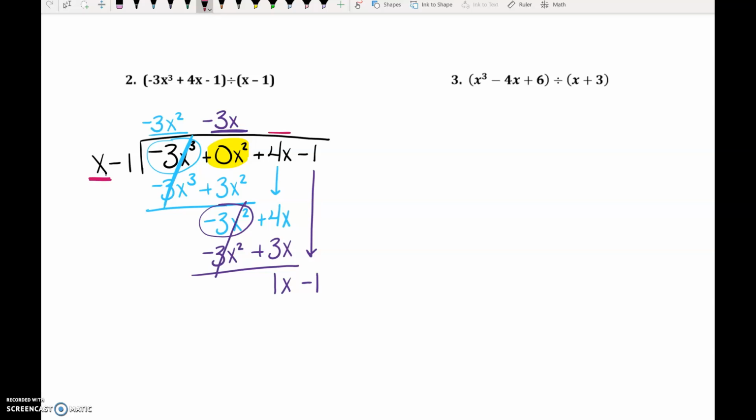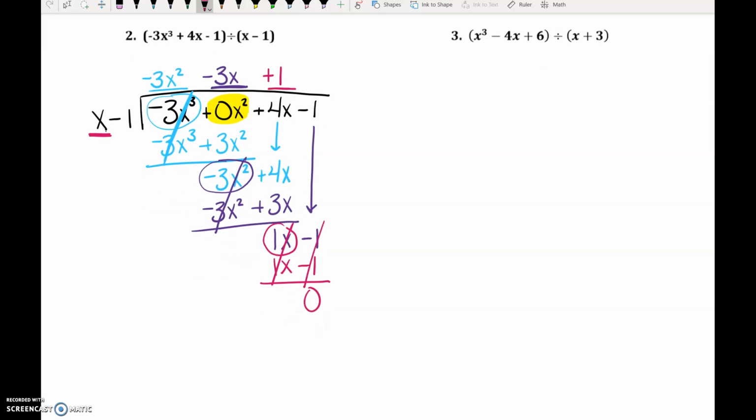X times what is 1x? Well, just a positive 1. Multiply that. 1 times x is 1x. 1 times negative 1 is negative 1. When we subtract these, 1x minus 1x is 0. Negative 1 minus the negative 1 is 0. There is no remainder on this problem. Your answer is this stuff up here. Our answer is negative 3x squared minus 3x plus 1.